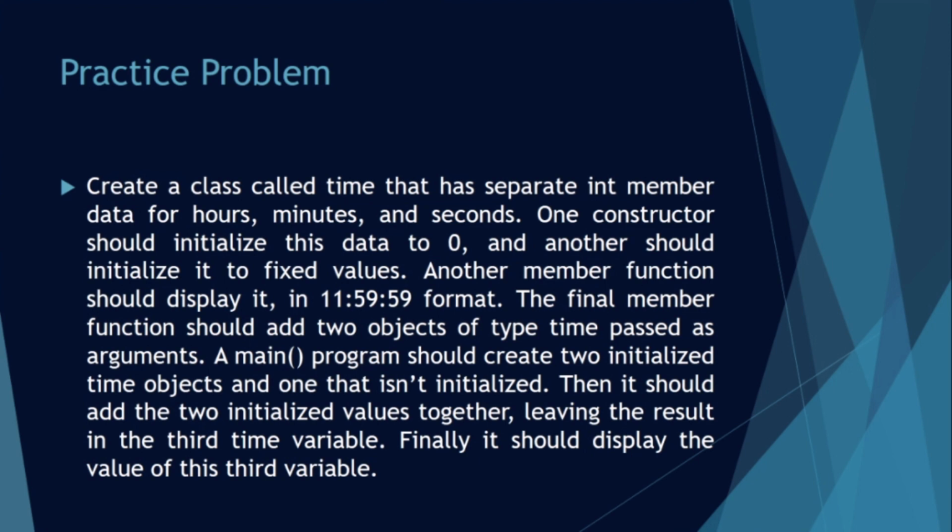Okay, so let's read out the statement of our practice problem. Here we have: create a class called time that has a separate integer member data for hours, minutes and seconds. One constructor should initialize this data to 0 and another should initialize it to fixed values. Okay, now let's implement this.